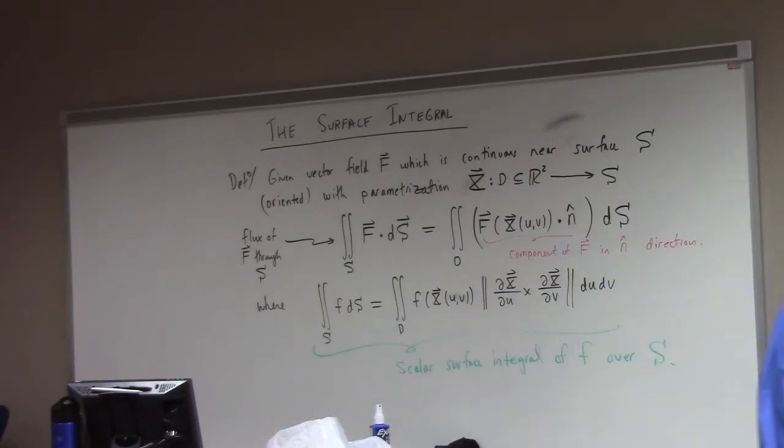And if we take the cross product of these two, remember what it did for us? It gave us the normal. The normal was x_u cross x_v. Remember? We talked about this a little bit before.